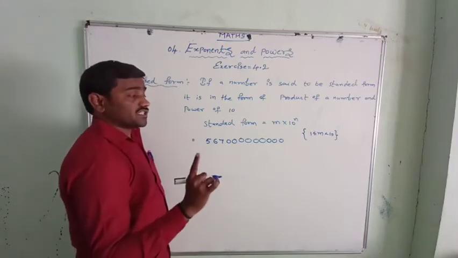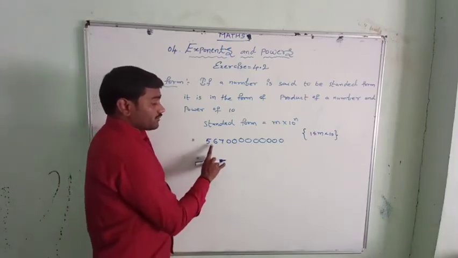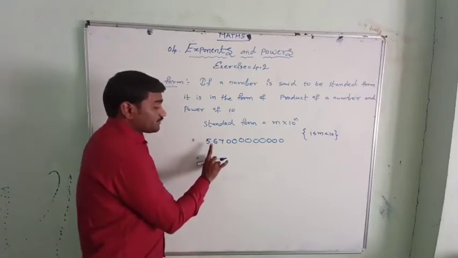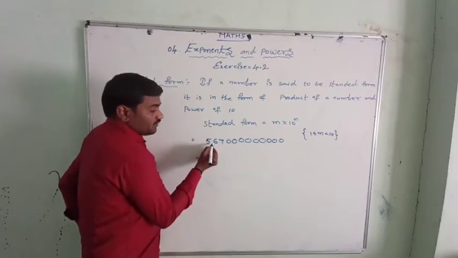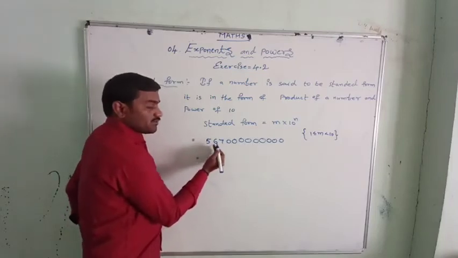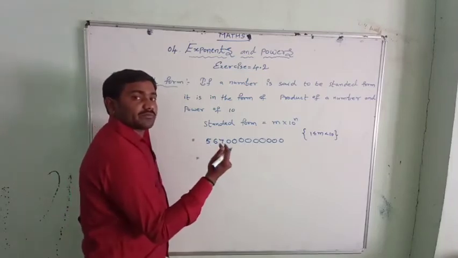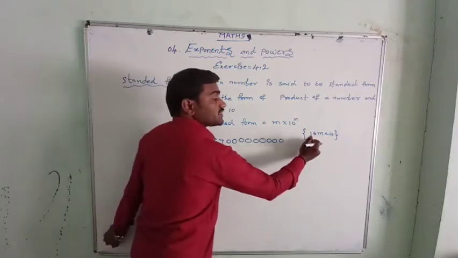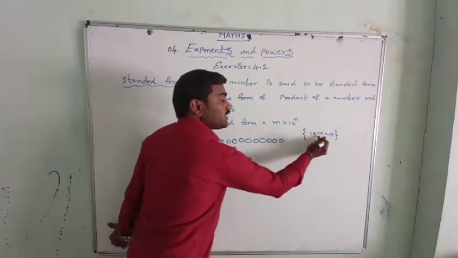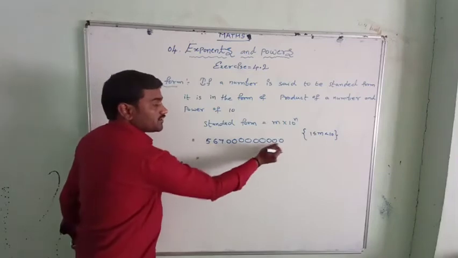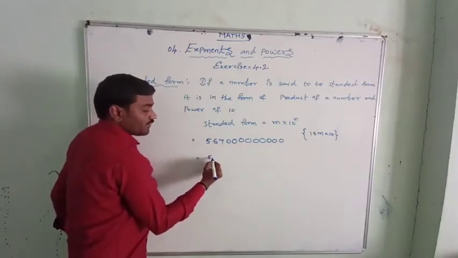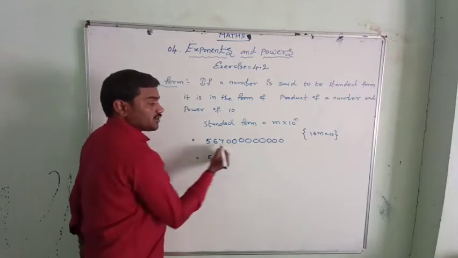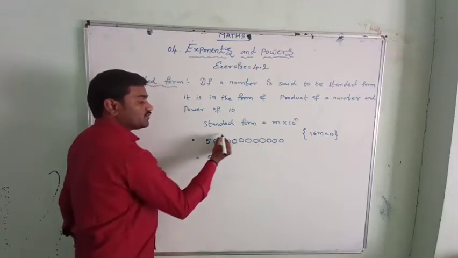If you want to write in the standard form, at least one number should be before the decimal. The integer part should be greater than or equal to 1 and less than 10. See, the decimal place should come till here. There is no decimal point written here, but the decimal point should come till here.